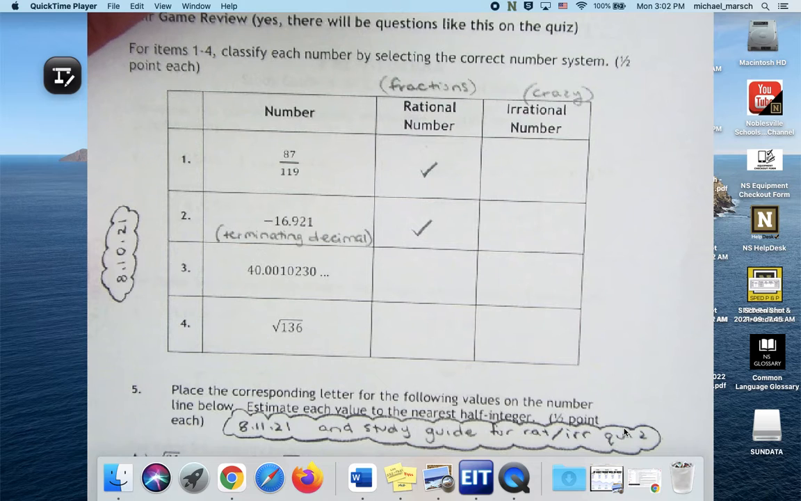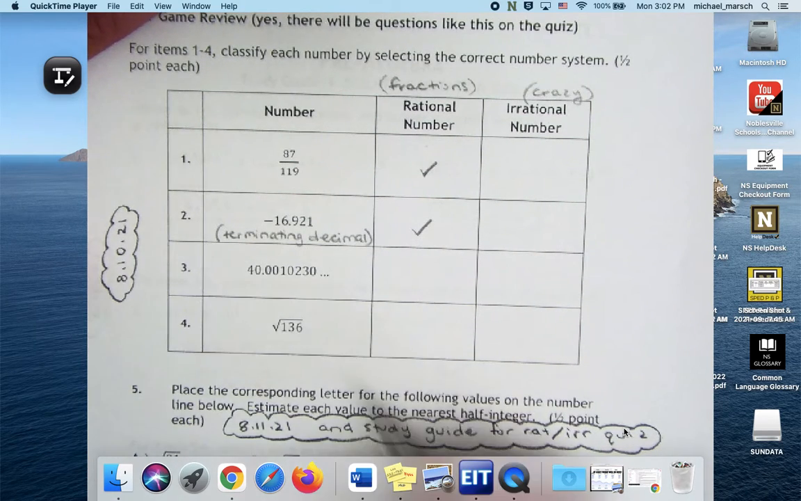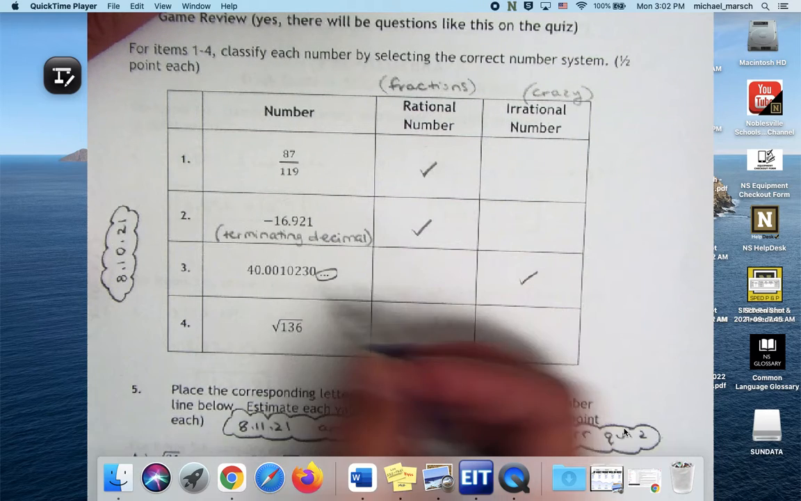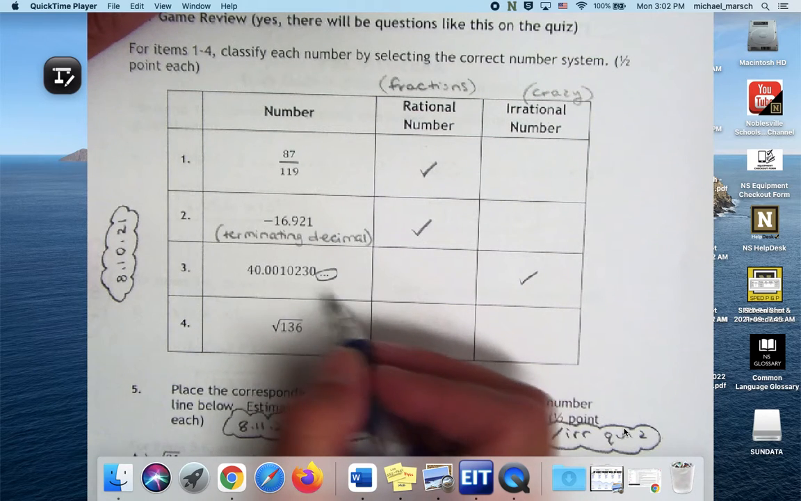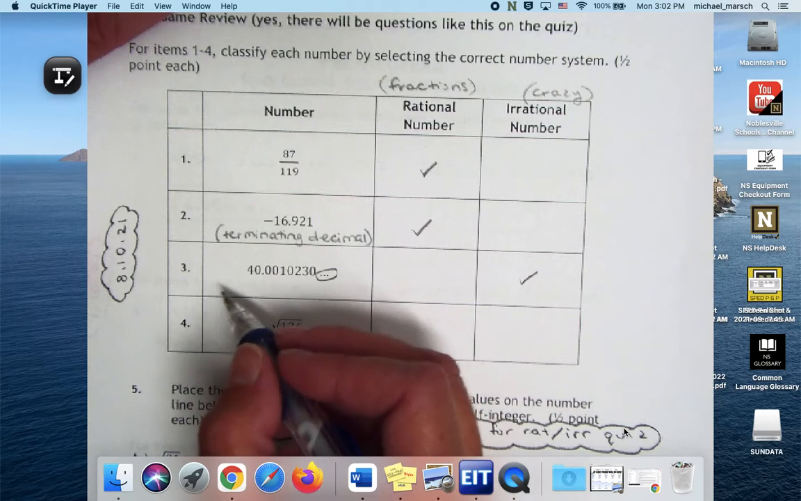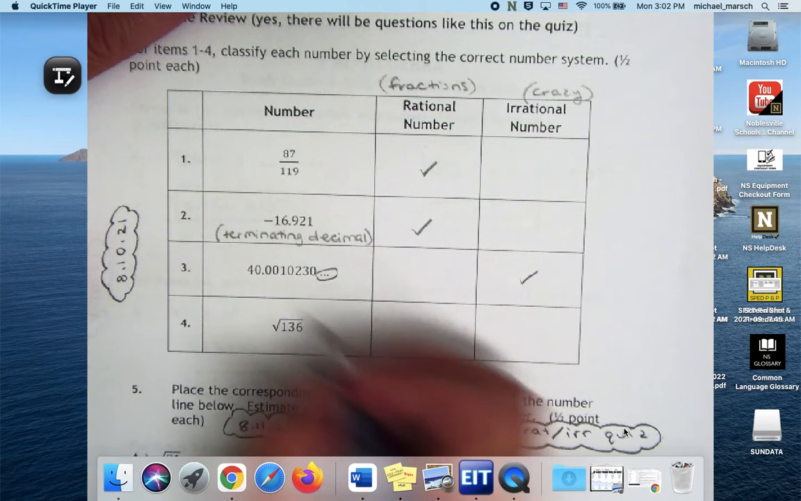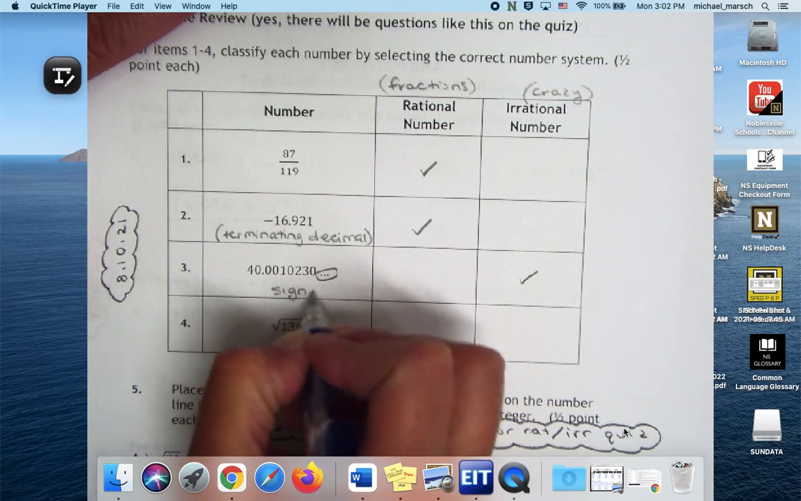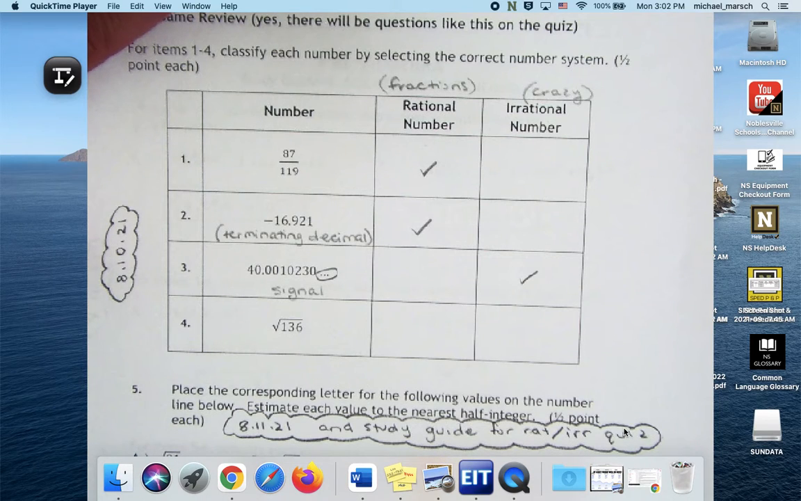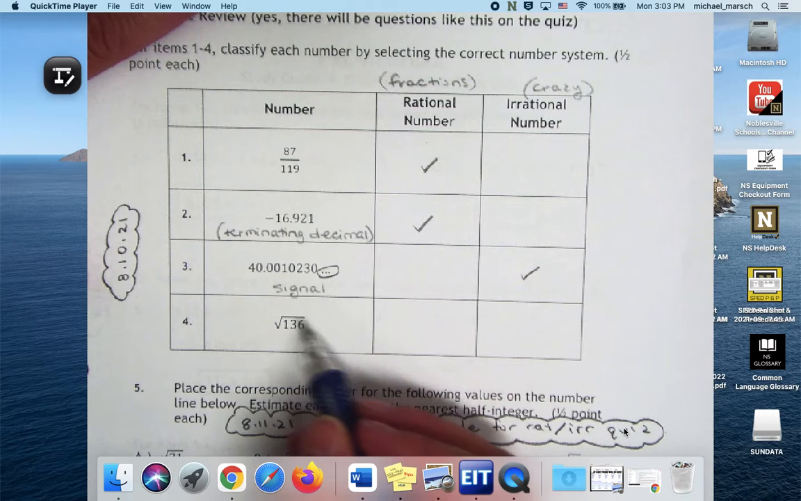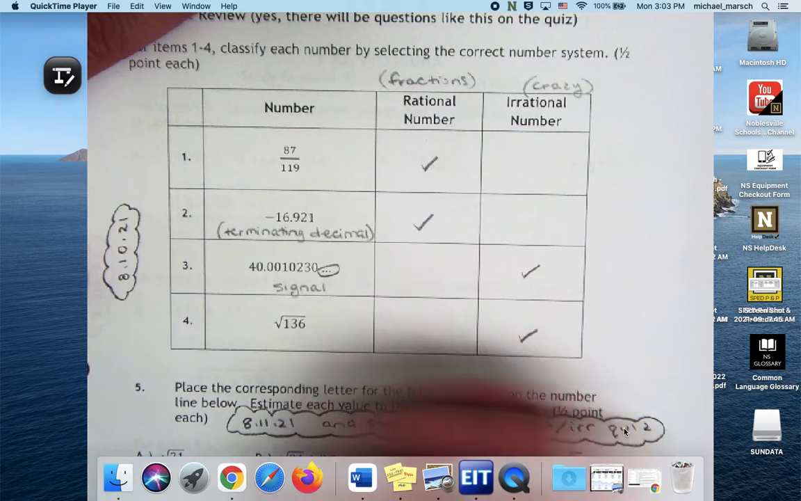How about number 3? Irrational. Why, Xander? Because it's a repeating decimal. Well, it's not repeating. It's non-terminating. This dot, dot, dot tells me there's nothing happening here, right? So that's our signal. If it was a repeating decimal, that would be rational, right? Because those can be written as fractions. And then this last one is a non-perfect square. It's also irrational.